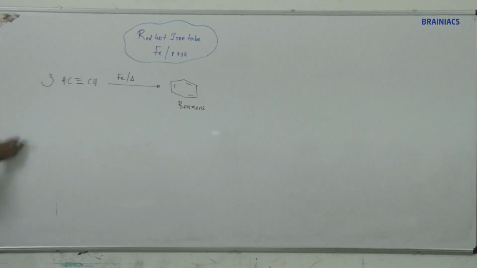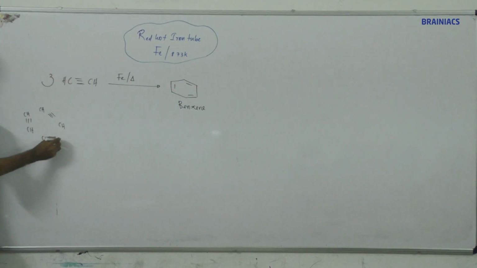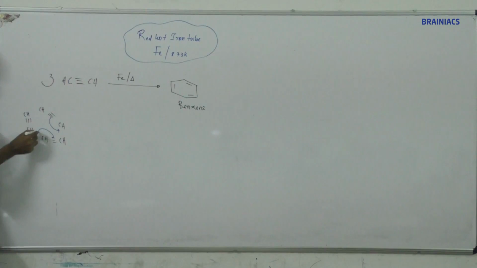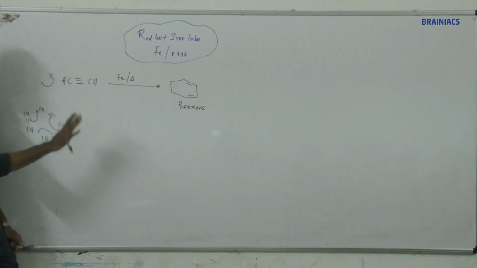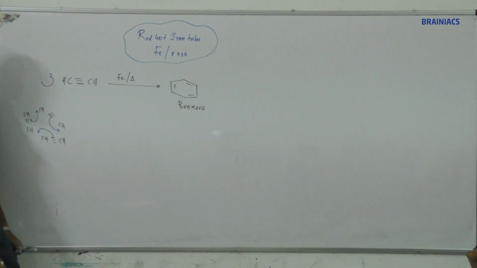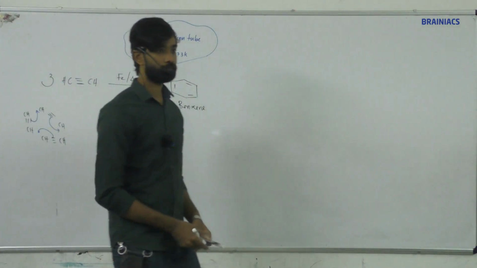It becomes benzene by means of cyclic polymerization. These are the 3 molecules of acetylene, which are passing through the red hot iron tube. This undergoes cyclic polymerization like this. This bond shifts to here to get a single bond, this to here a single bond, this to here a single bond. So here will be double bond, single bond, double bond, single bond, double bond, single bond, with each carbon having one hydrogen. Form benzene.